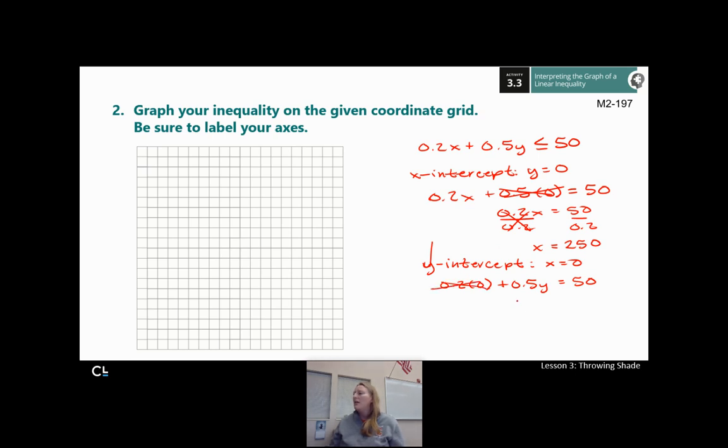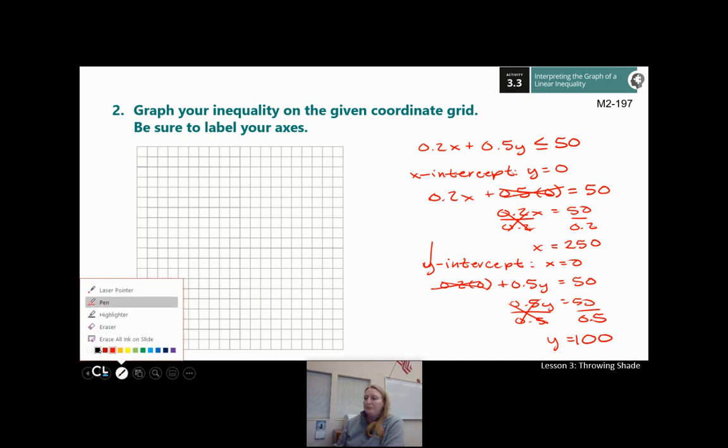So that's gone. 0.5y equals 50. And we'll divide both sides by 0.5. And grab a calculator. 50 divided by 0.5 is, of course, 100. And like I said, we kind of already knew that because we saw it on the table. There we go. So this actually tells me a lot about how I want to label these. So when you label your axes, you're going to want to be real careful about that.